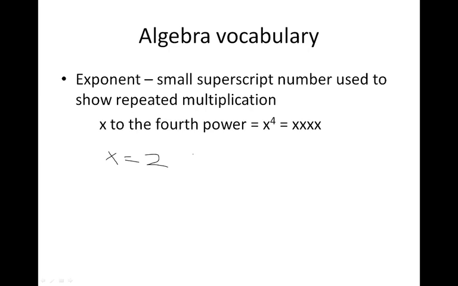X equals 2, which equals 2 to the fourth power, which equals 2 times 2 times 2 times 2, which equals 16. 2 times 2 is 4, times 2 is 8, times 2 is 16. Don't add the 2's, multiply them. Okay? Let me go back to my pointer.